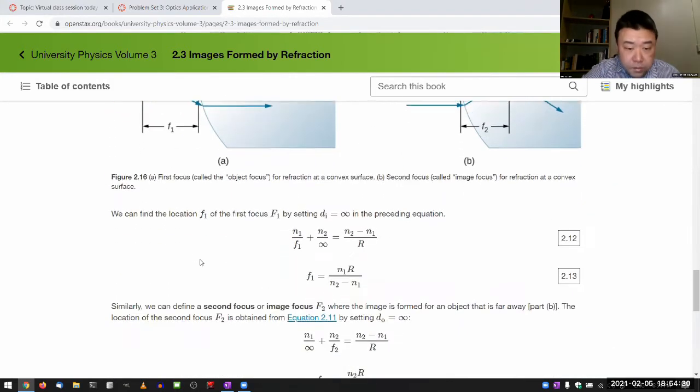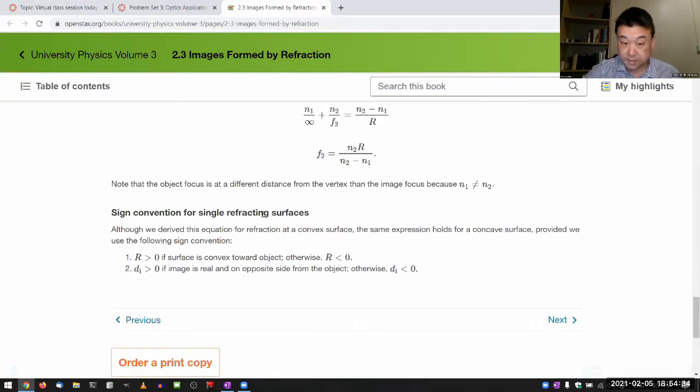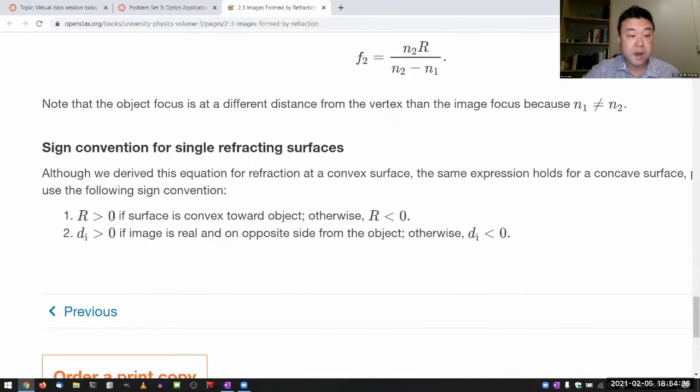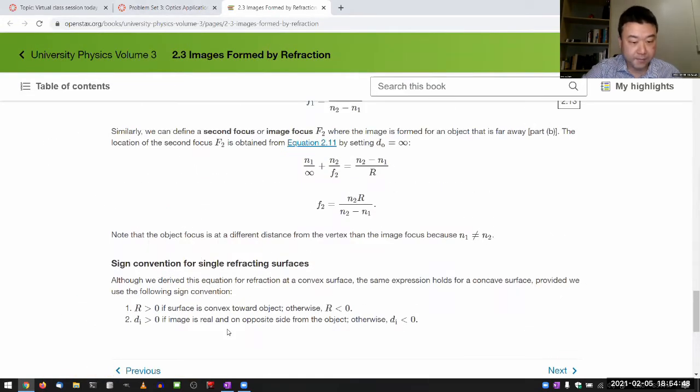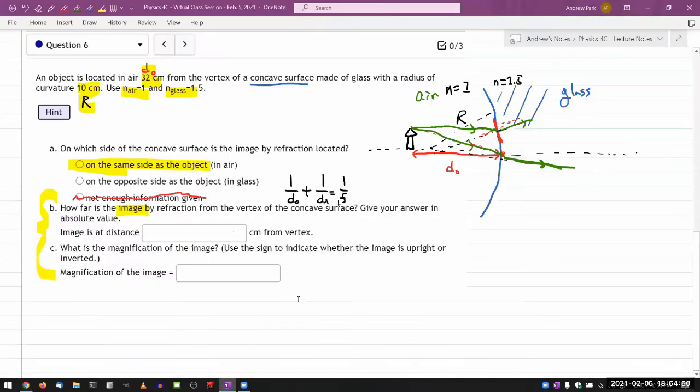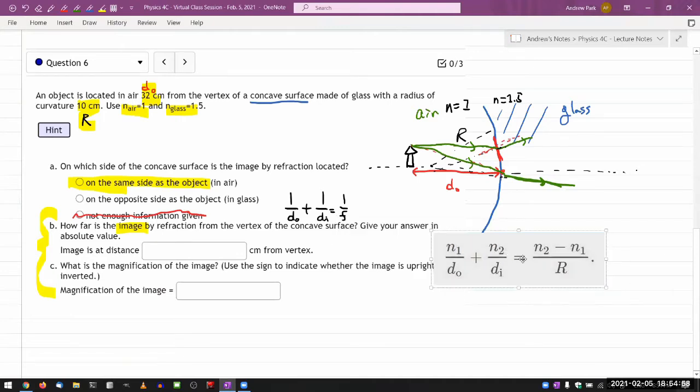And they should tell me some sign convention. Sign convention for single refracting surface: R is positive if the surface is convex towards the object. We have a concave surface, so we are going to have a negative R. So with that, I will go back and apply that formula. It has some similarities to the thin lens equation, but there are some notable differences.